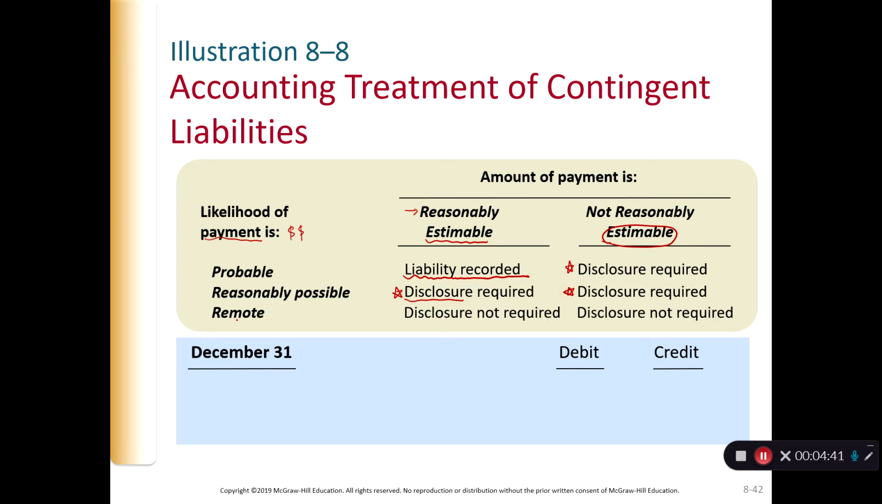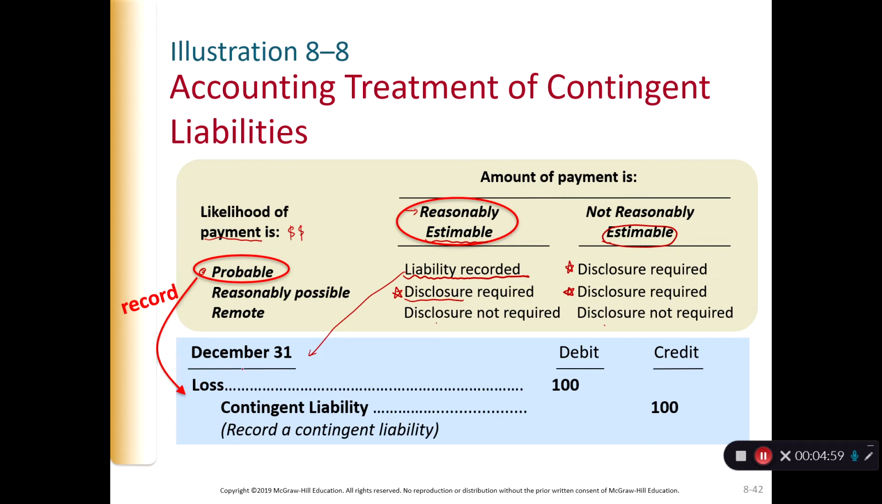However, when the likelihood of this contingency is very remote, such as less than 10%, then we don't need to disclose anything, whether or not it's estimatable. However, when it's probable and it's estimatable, we want to record a journal entry at year end by debiting loss to recognize the loss, which will hit the income statement to reduce net income, right? At the same time, we want to credit a contingent liability account, which is a current liability account, right? It's a short-term liability, for $100.